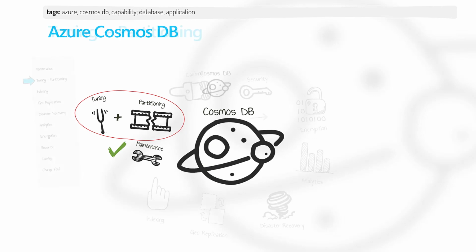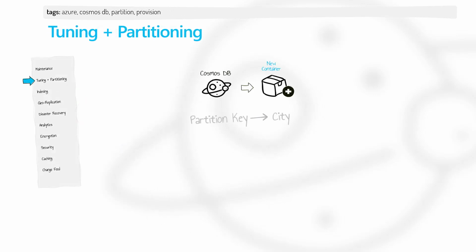Next aspect is tuning and partitioning. When a new container is created in Cosmos DB, you have to specify a partition key. In the example on your screen, city is specified as the partition key. The partition key is used to determine which partition the JSON document is stored in, and the way Cosmos DB does it is by calculating the hash value of the key.